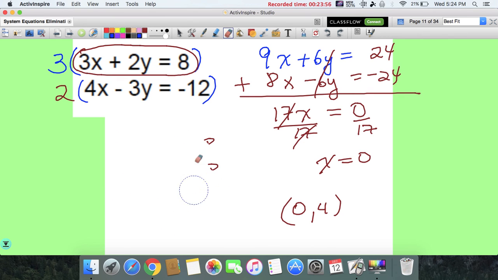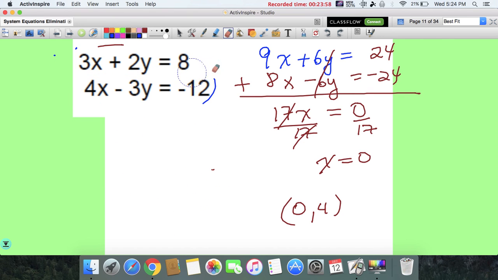Because we're still not graphing yet, let me see what that means. If I took 0 and 4 and substituted in the first equation, 3 times 0 plus 2 times 4 equals 8, that should make the left and the right equal each other. 3 times 0 is just 0. 2 times 4 is 8. And guess what? It equals the 8 on the other side.